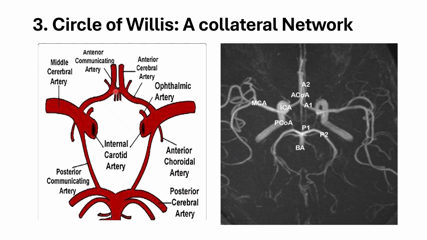So this is the ACOM, A1 segment of the ACA. This is the internal carotid artery, ICA, M1 segment of the MCA. This is the PCOM, and this is the P1 segment of the PCA. So these structures form a hexagonal shaped vascular network. This is the circle of Willis. We can see in this image, this is the ACOM, A1 segment of the ACA. We can see the A1, ICA, MCA, PCOM, and P1 segment of the PCA. So these are the vessels forming the circle of Willis.